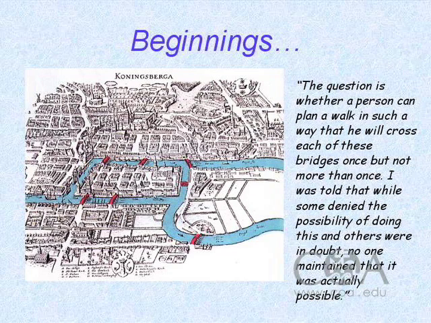The question is whether a person can plan a walk in such a way that he will cross each of these bridges once, but not more than once. I was told that while some denied the possibility of doing this and others were in doubt, no one maintained that it was actually possible. So no one had been able to do it, and they were asking Euler what the story was there.